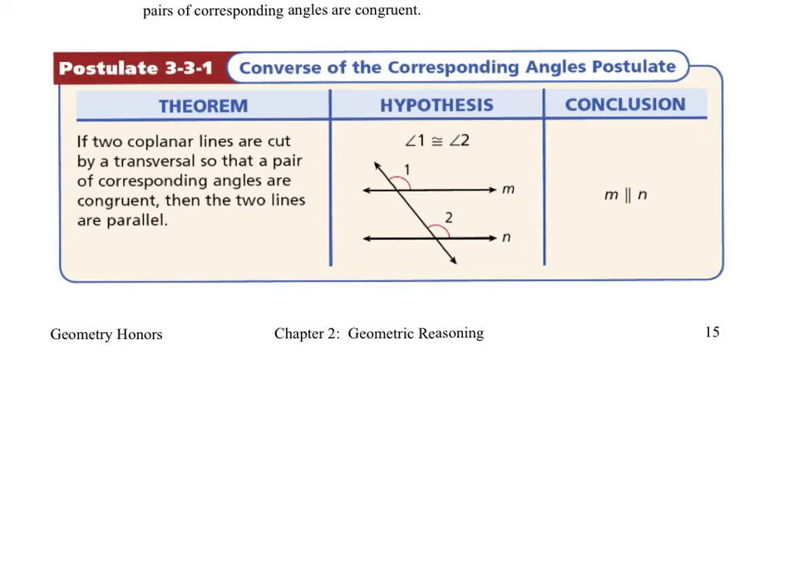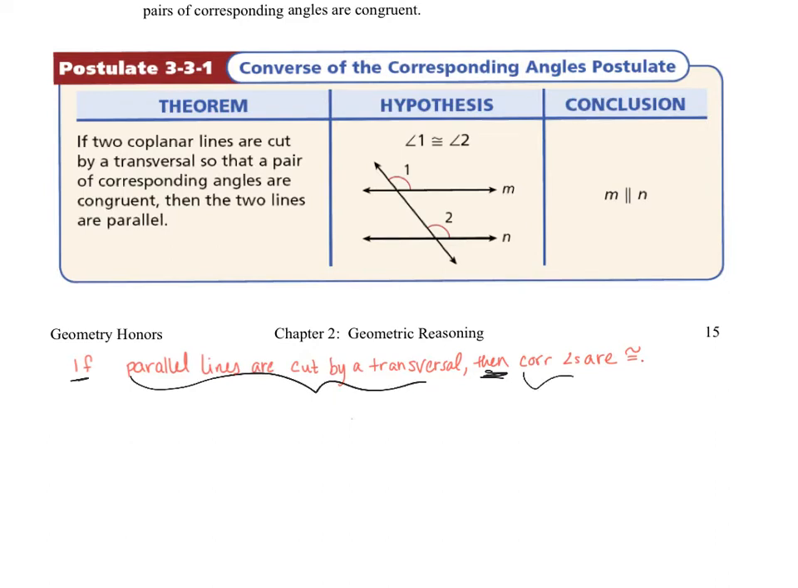So our first converse postulate is what we used to have before. I'll write it out for you. If parallel lines are cut by a transversal, then corresponding angles are congruent. Well, the converse of that, remember we're going to switch our if and then. The wording's off just a little bit on this one, but if corresponding angles are congruent, then the 2 lines are parallel.